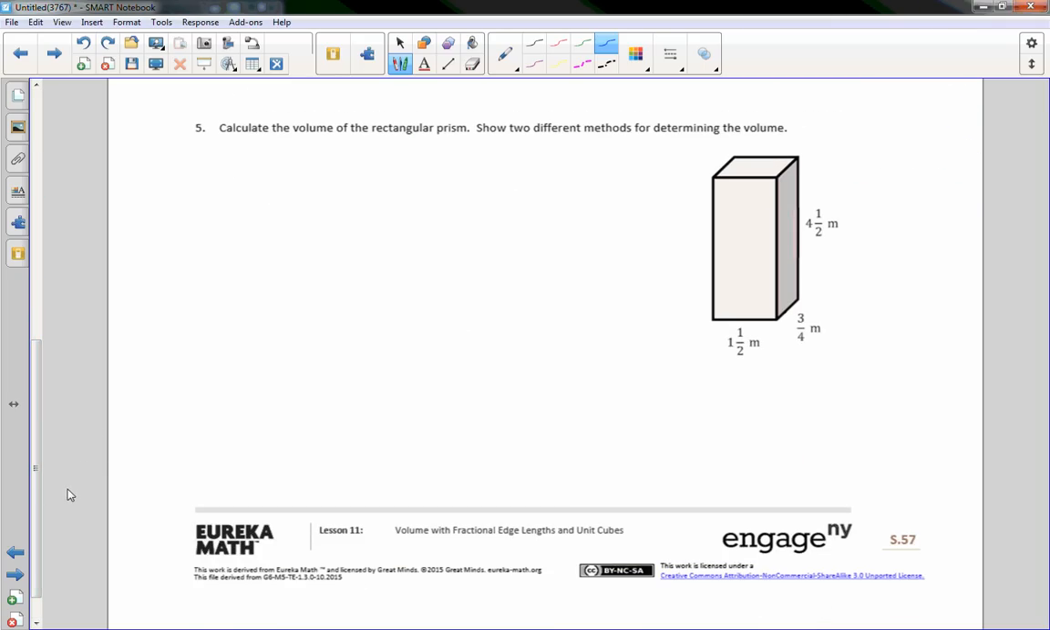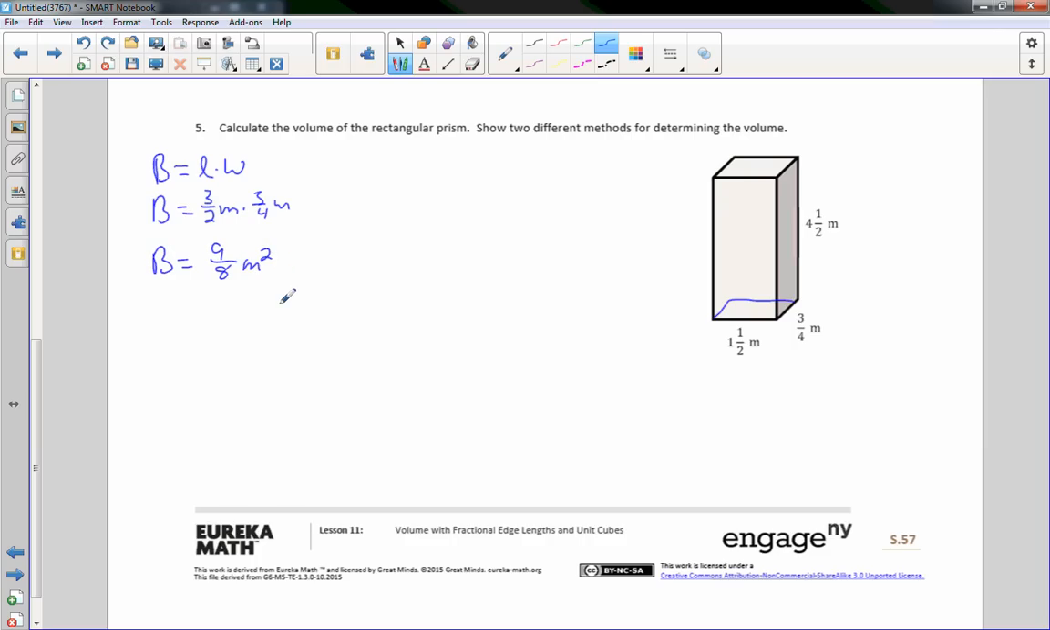Calculate the volume of the rectangular prism. Show 2 different methods for determining the volume. Okay, so I'm just going to do the one method that I've been doing. There's my base. It is a rectangle. The area of the base is capital B, base area equals length times width. The length is 1 1/2 meters. I'm going to convert that to an improper fraction. 2 times 1 is 2, plus 1 is 3. Length of 3/2 meters times the width of 3/4 meters. So my base area is 9/8 meters squared.